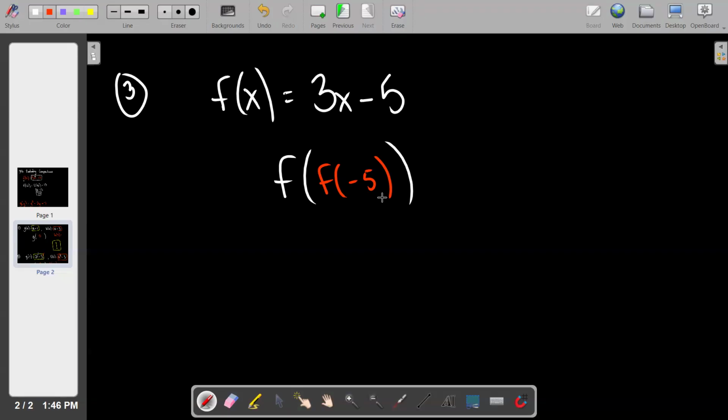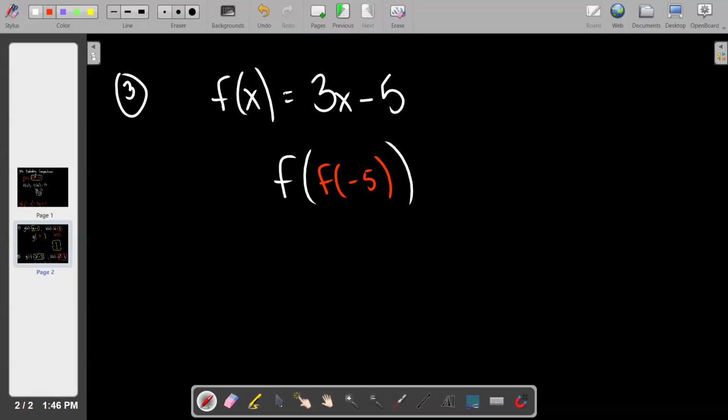But I'm not scared. I understand that the inner problem is the one I do first. I patiently just do it, and it's going to give me an answer. I'm going to grab that answer and plug it back in again. I just happen to be hitting the same function twice. I use it, get an answer, and I do it again. You can compose a function with itself. Totally legal. So here it goes.